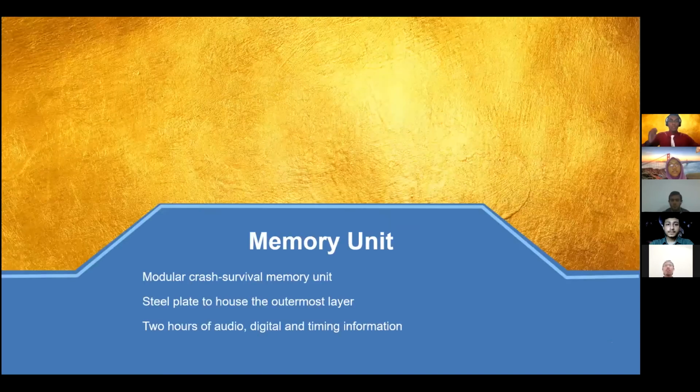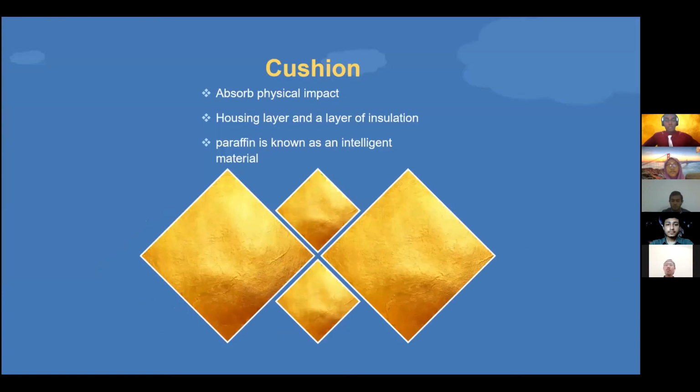Okay, now we're going to go for the memory unit, which is the most important part of the black box. The memory unit stores data and everything. To protect this, there's the steel plate, which is the casing and its outermost layer. A little bit of info on the memory unit is that it stores 2 hours of audio, digital, and timing information. And again, to protect the memory board, a cushion is placed in between the casing and the memory board. This cushion is normally paraffin.